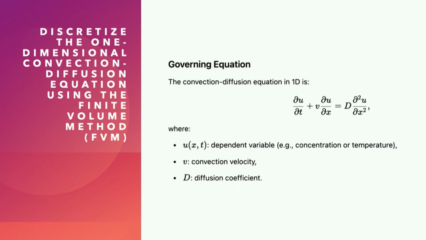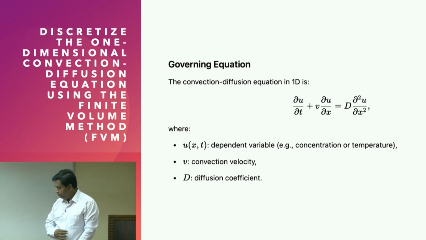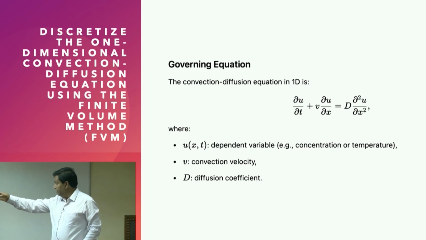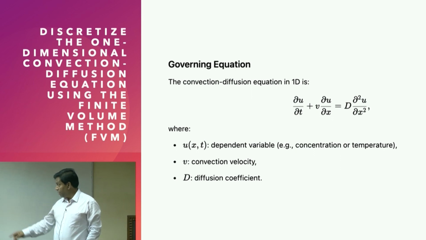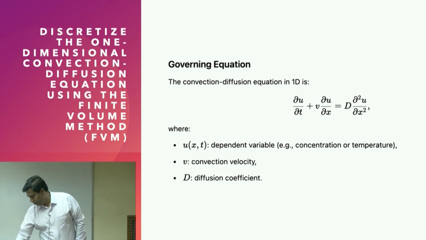Yes. So, it is in most places the same, similar. It has only one extra term, the convection term, u del x. This is the extra convection term, so we have to discretize it. Now, you can see u is the dependent variable, concentration or temperature, v is the convection velocity, and d is the diffusion coefficient.